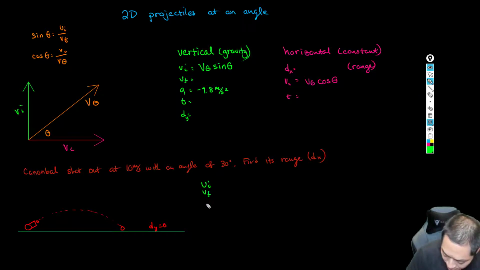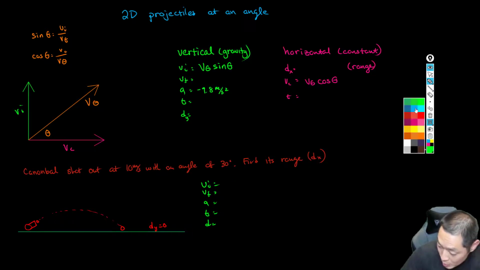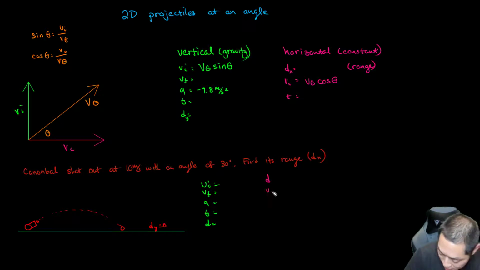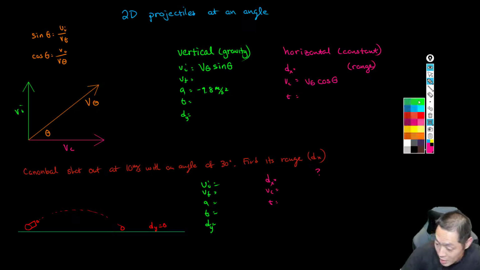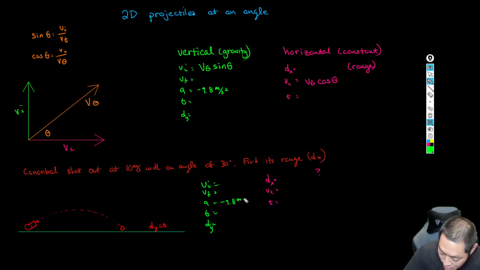vi, vf, a, t, d. That's my vertical. I'm going to do my horizontal, which is d, vc, t. And remember, my goal is to find out how far this thing went, the range. I don't know vc. I know it's v theta cosine theta. I don't know t. I do know this: a is negative 9.8. And I just said dy is equal to 0 because that's the setup of this problem.